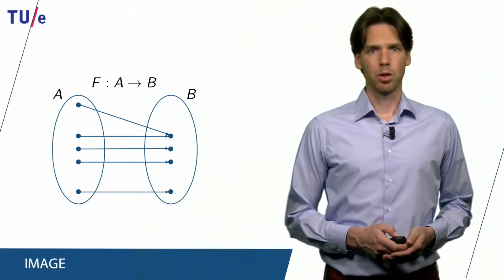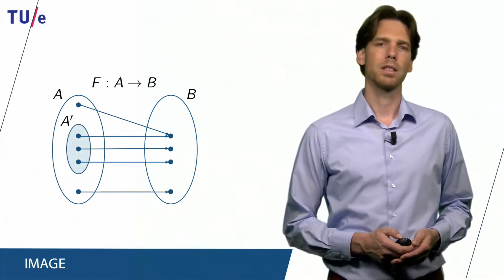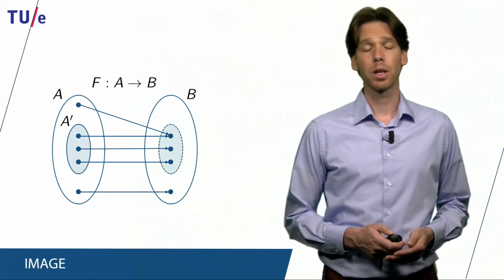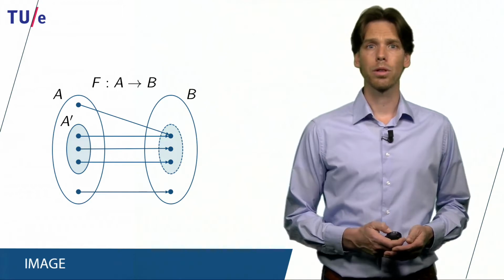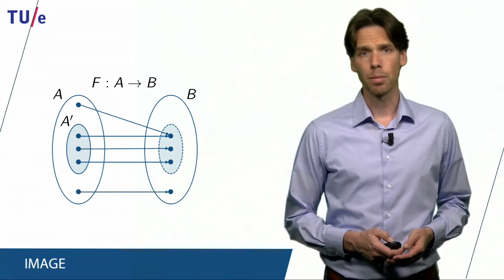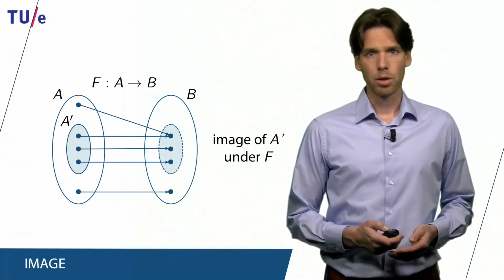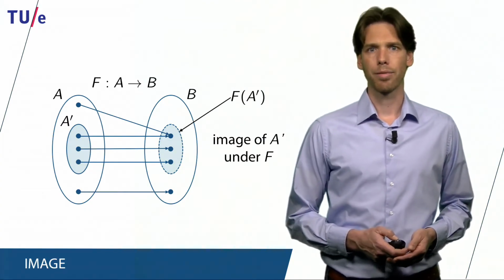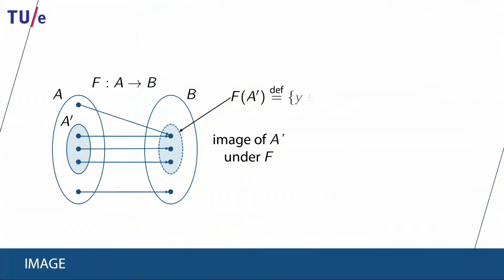Suppose that F is a mapping from A to B, and suppose that A' is a subset of the domain of F. Then sometimes we're interested in the subset of the codomain of F, consisting of all those elements in the codomain for which there exists an element in the set A' that maps to it. We refer to this subset as the image of A' under F and denote it by F applied to A'. More precisely, we define F of A' as the set of all y in B for which there exists an x in A' such that f of x equals y.